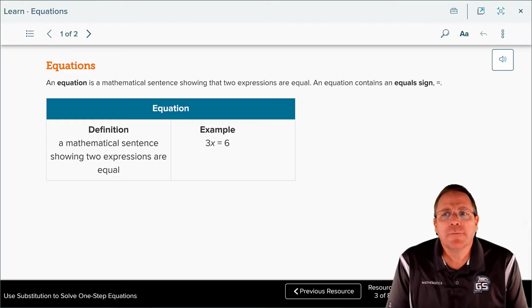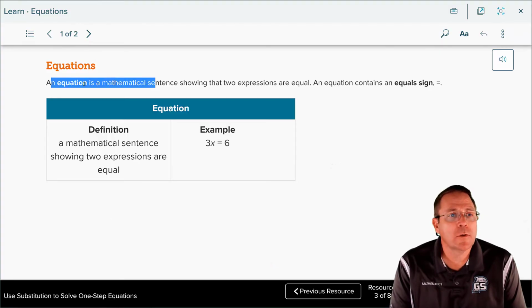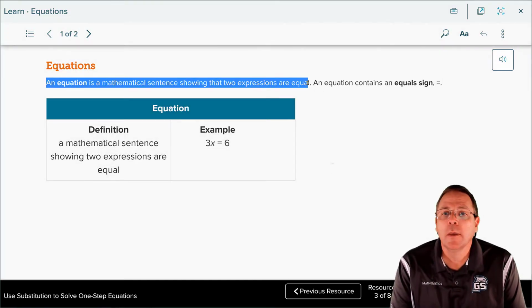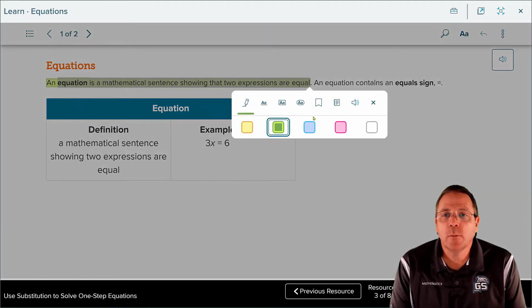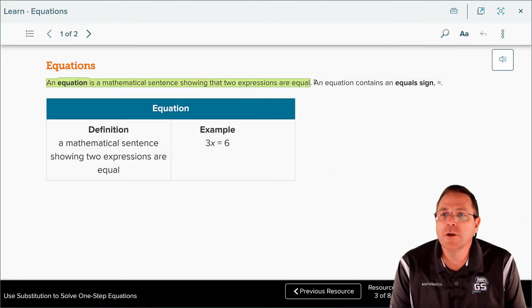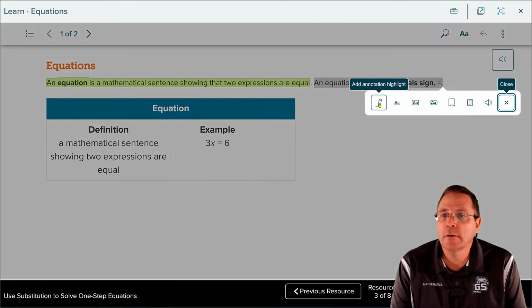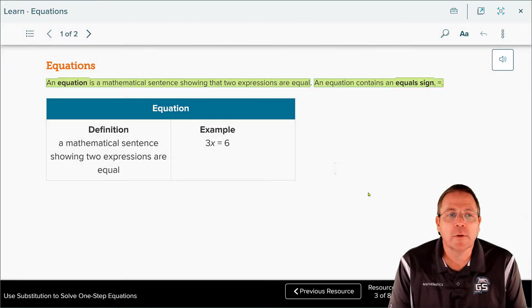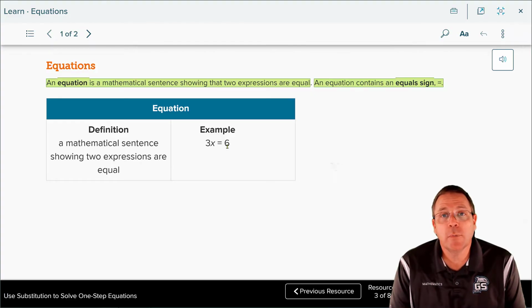An equation is defined as a mathematical sentence that shows two expressions are equal. That's a vocab term, so let's highlight it here. Along with that vocab term, an equation contains an equal sign, and the equal sign is the symbol that shows that things are actually equal. Definition: a mathematical sentence showing two expressions are equal.